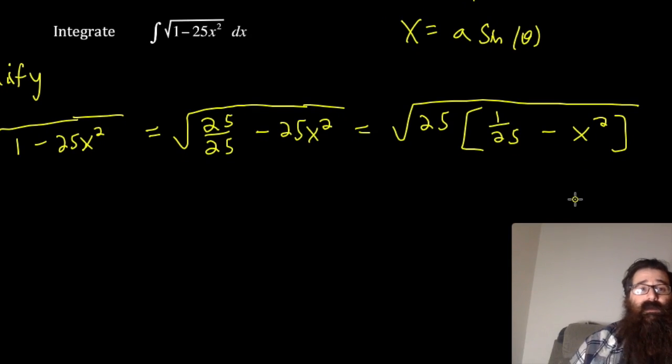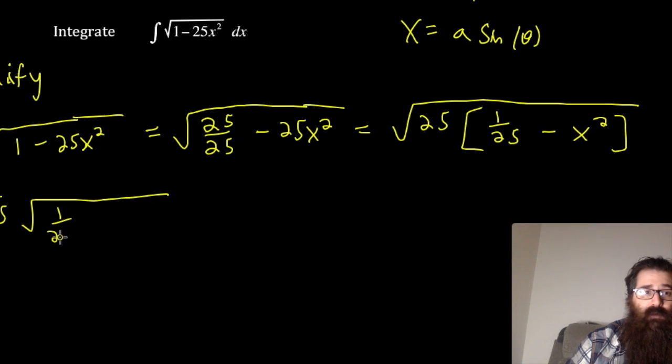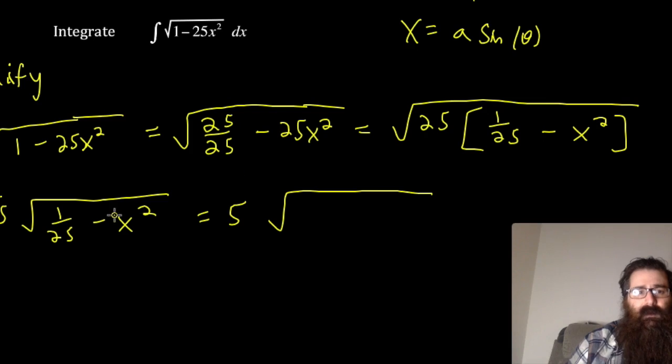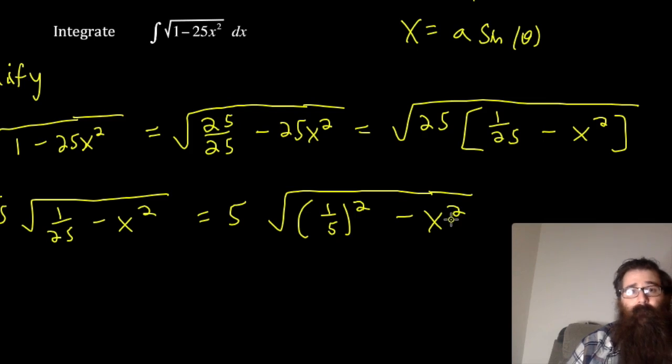Now what I can do is use the product property of the radical and say the square root of 25 times the square root of 1 over 25 minus x squared. The square root of 25 is just a number, it's 5, so I don't even really care about it, to be honest. But for the rest of this, I can think of 1 over 25. 1 over 25 is 1/5 squared, and then minus x squared, and that's under the radical.